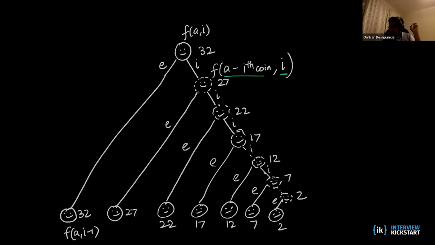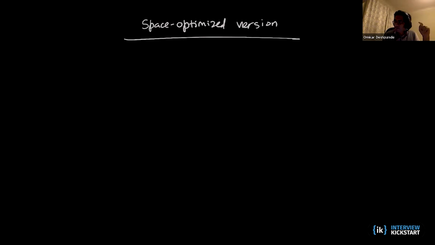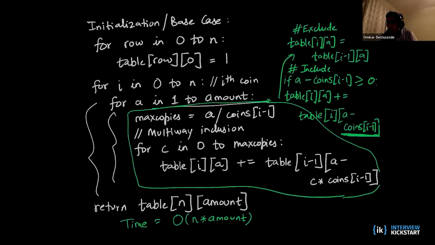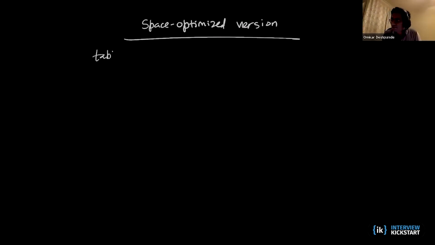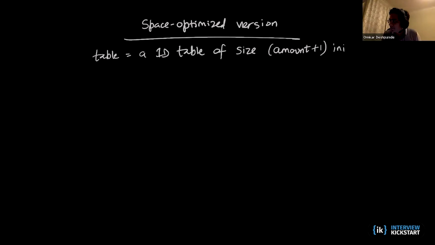So we can write the space optimized version for this. The space optimized version would be one where the table is basically a one-dimensional table of size amount plus 1. A 1D table of size amount plus 1, let's say initialized to 0.